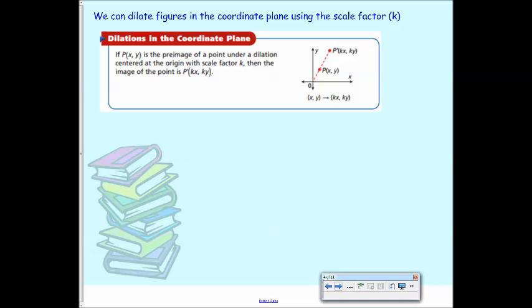What happened to X and Y when it went from P to P prime? You add K, but you're not really adding it. You're doing what? Multiplying both of them by K. So basically all you're doing is multiplication here. Sometimes if it's getting bigger, you're multiplying by a number bigger than 1. If it's getting smaller, you're multiplying by a fraction or a decimal.